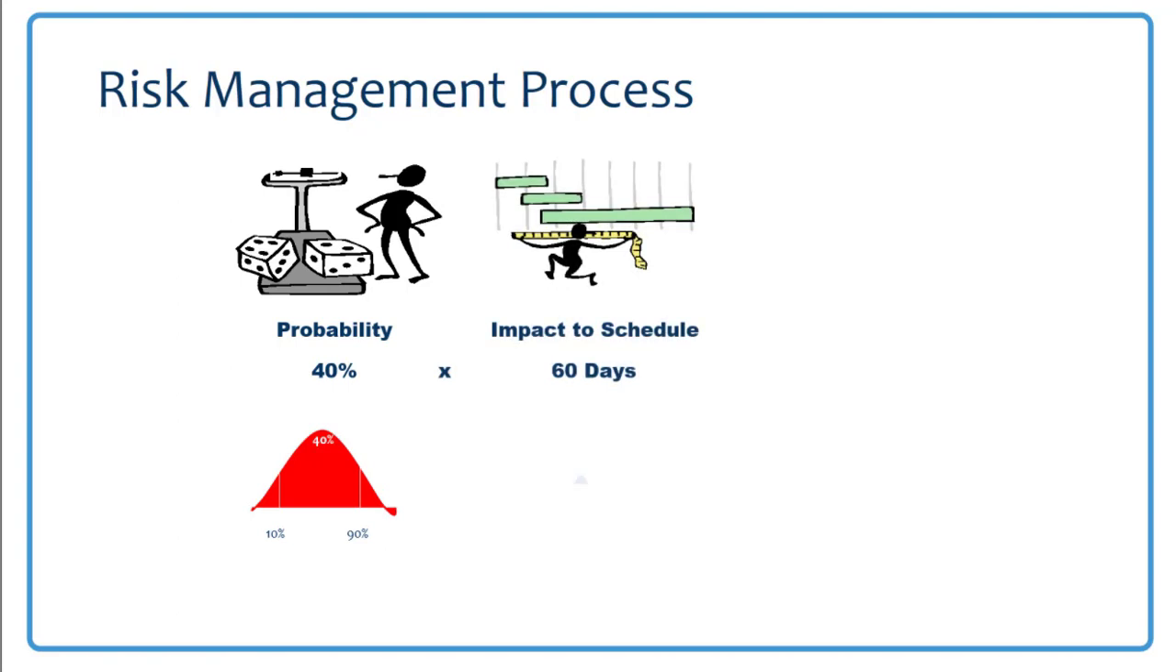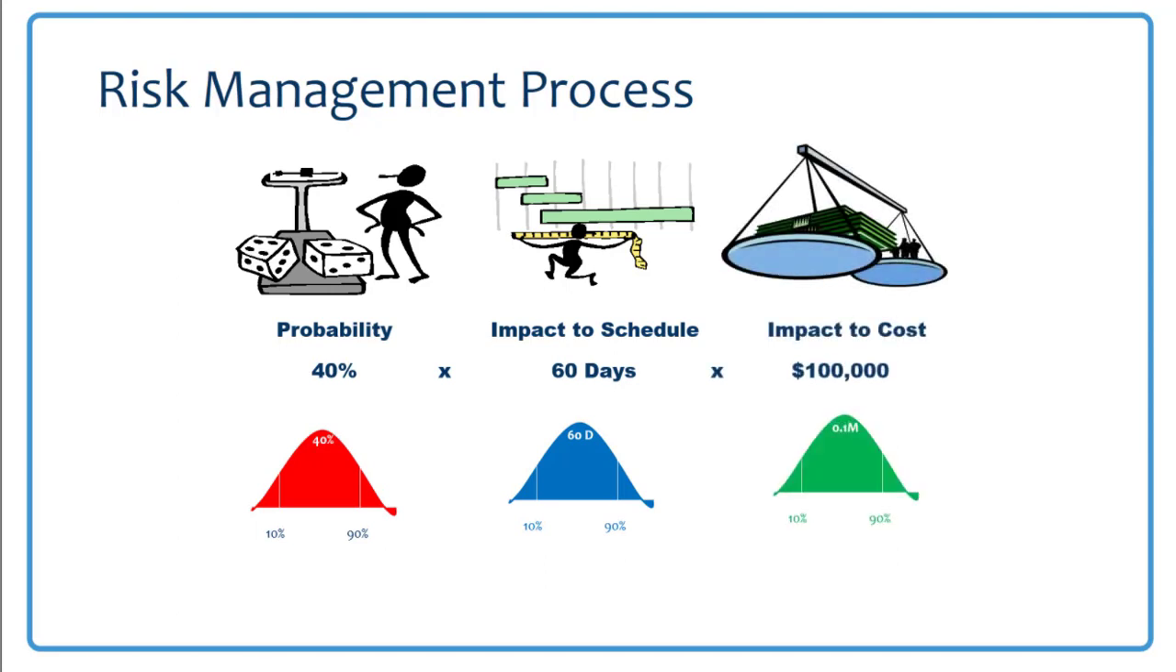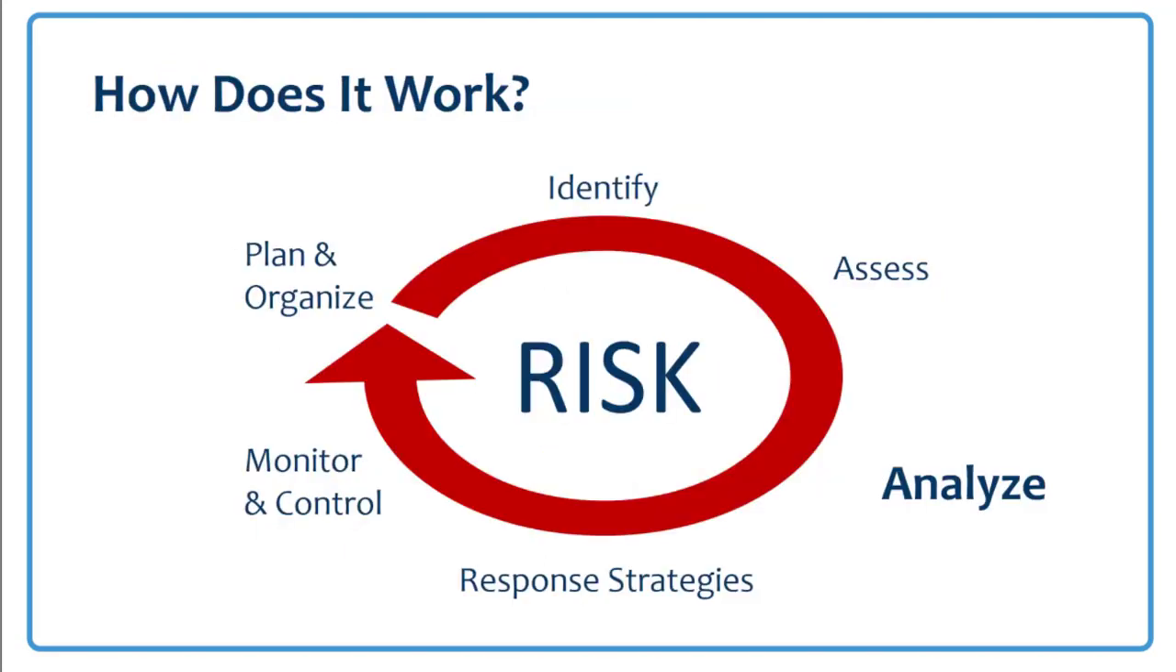So for each risk, you'll need to determine the most likely probability of occurrence, impact to schedule, and impact to cost. This is a best guess at this point, and depending on the analysis you'll be using, you may also need to come up with the maximum, minimum, and most likely values for those. So for the risk depicted here, we've estimated that it will have a 40% probability of occurring, and if it does happen, it will impact the schedule by 60 days, and it will impact the cost by $100,000.